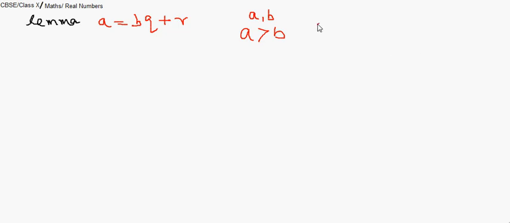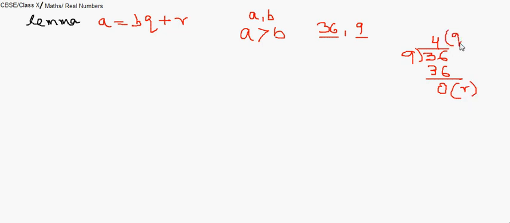Suppose 36 and 9. This is, suppose, A and B. How do you divide it? You write it as 36 divided by 9 and that gives you 4 and this becomes your 0. So you have got a remainder 0. You got a quotient that is 4. How do you represent 36? You write 4 into 9 plus remainder, that gives you 36.